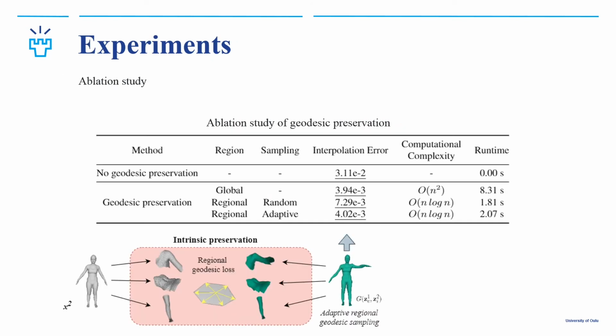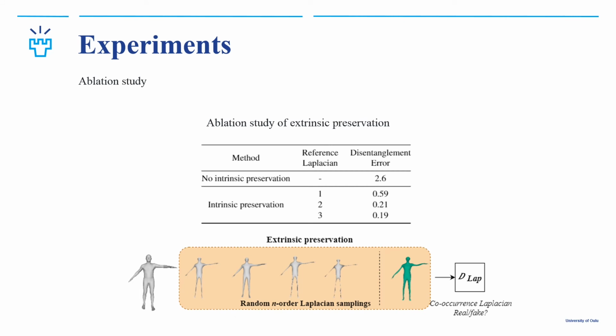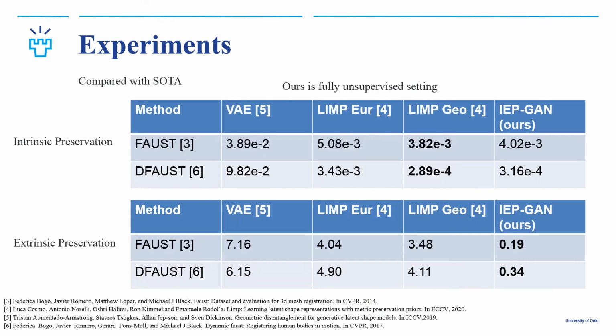We first present the ablation study. Experimental results show that the regional geodesic loss can improve shape preservation while efficiently reducing the runtime. Then, results also show that our intrinsic preservation with the Laplacian co-occurrence discriminator can help to improve the disentanglement effects. Compared with other methods, our method achieves competitive performance with other state-of-the-art results. Note that ours is in a fully unsupervised setting.